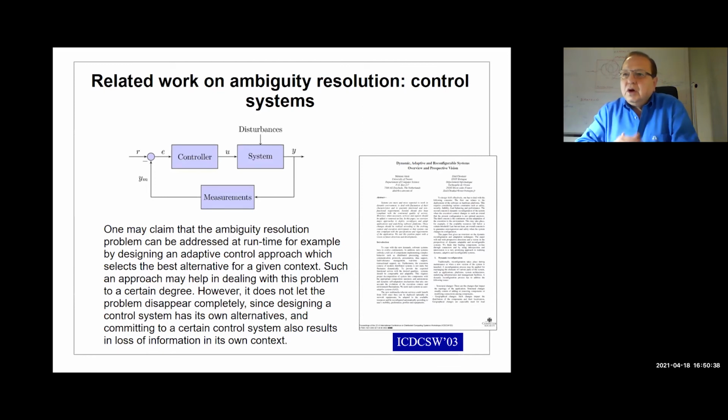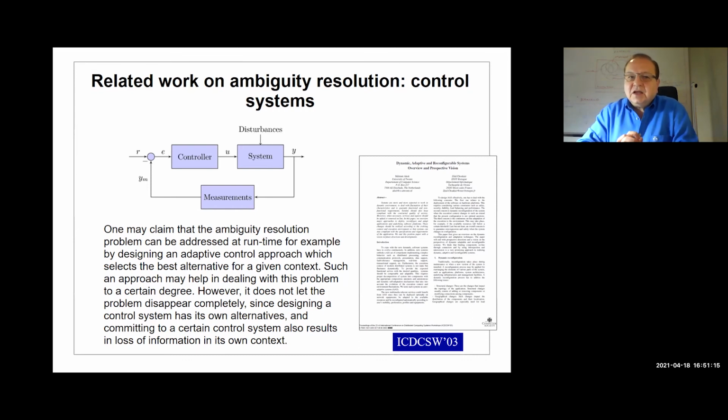You may also adopt feedback control systems, feedback control architectures, to minimize the errors due to the problems discussed in this talk. You may claim that the ambiguity resolution problem can be addressed at runtime, for example, by designing an adaptive control approach, which is symbolically shown here, which selects the best alternative for a given context. Such an approach may help indeed in dealing with this problem to a certain degree.